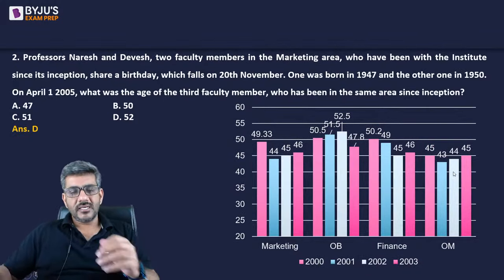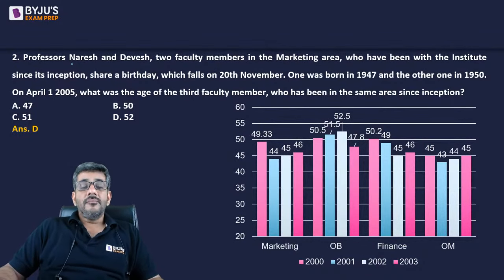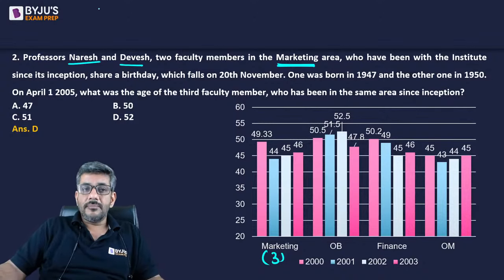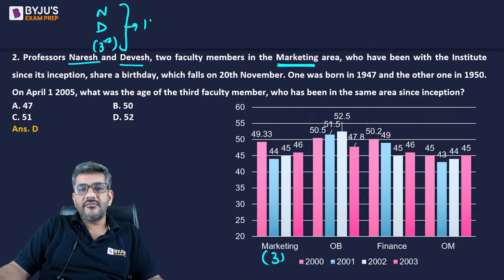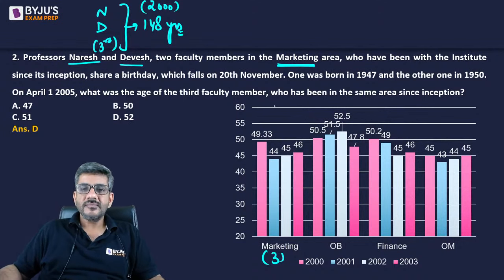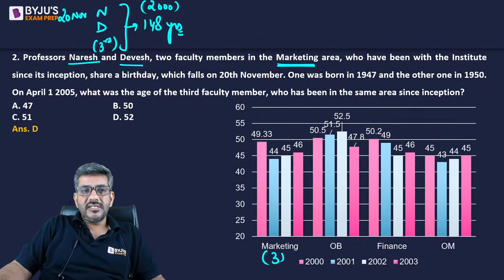चलिए, I'll move to question number 2, दो, बात करेंगे इसके बारे में भी. Professors Naresh and Devesh, 2 faculty members in the marketing area. So they are in the marketing area where we had only 3 members. So one person is Naresh, one person is Devesh, and we don't know who is that third guy. Their total age was 148 years. We just calculated in 2000, 1st April 2000 को this was their total age. Who have been with the institute since its inception share a birthday which falls on 20th of November. So Professor Naresh, he was born on 20th of November. Professor Devesh, he was born on 20th of November.